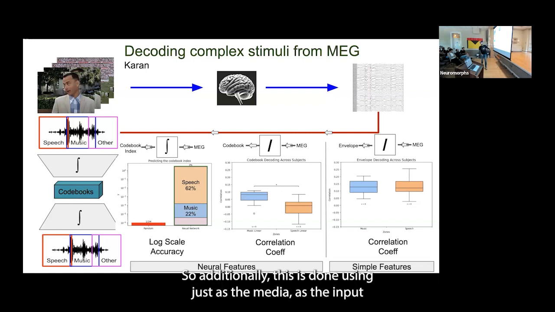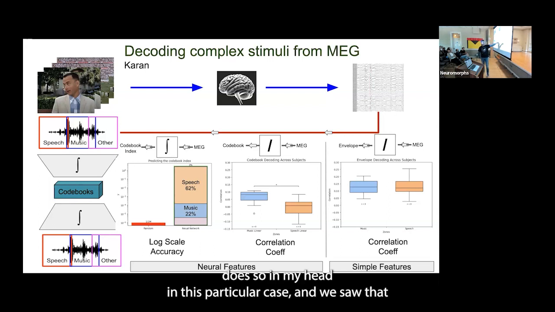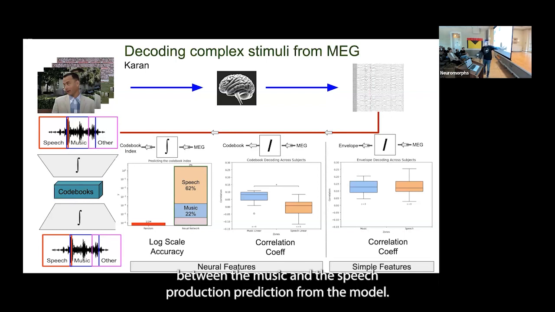So traditionally this is done using just the MEG as the input and the envelope of the auditory stimuli, and we try to predict it using just a linear model in this particular case, and we saw that there were not significant differences between the music and the speech prediction from the model.